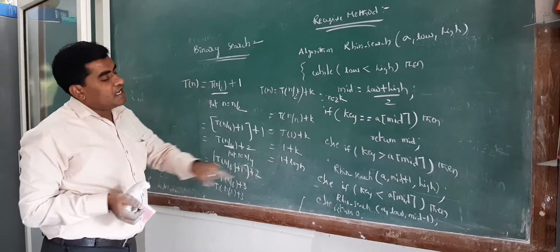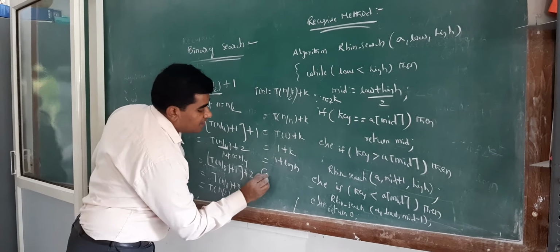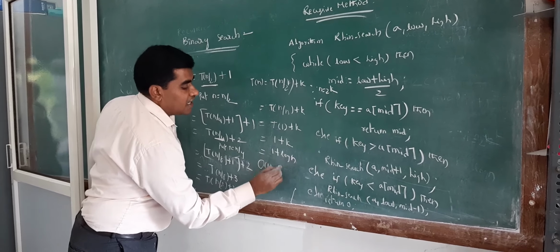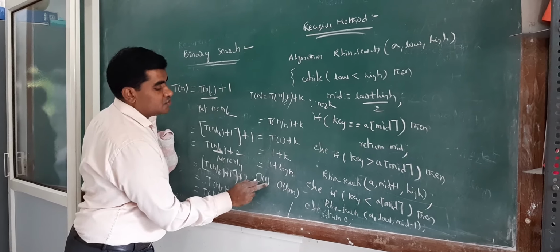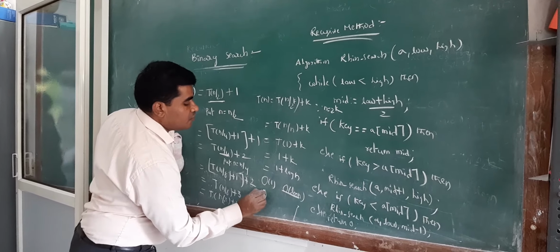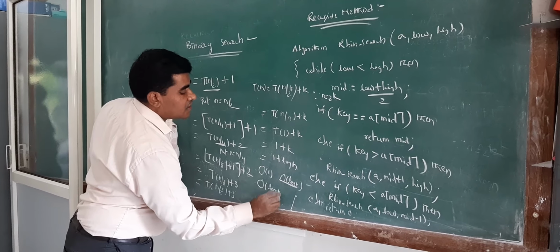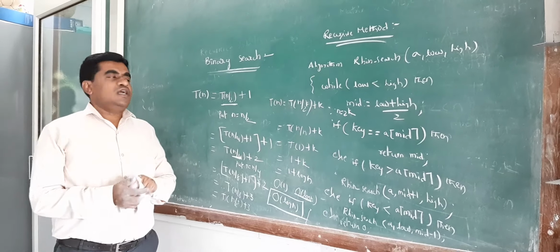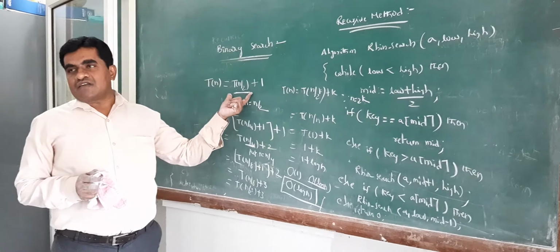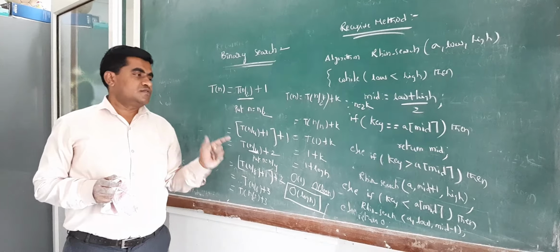Now here 1 means we write it as big O of 1, and log n means big O of log n. Which one is greater among these two? Log n is greater. So big O of log n is the time complexity for binary search. Using the recurrence relation we are finding the time complexity. Okay.